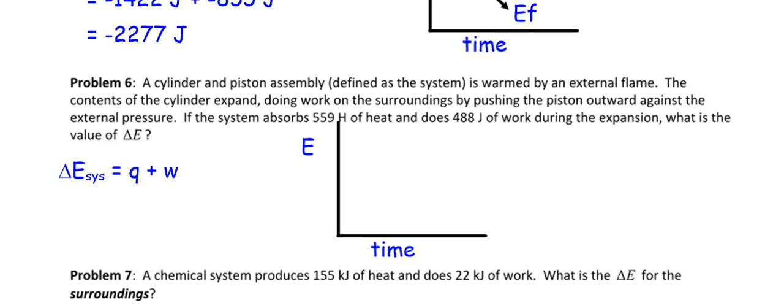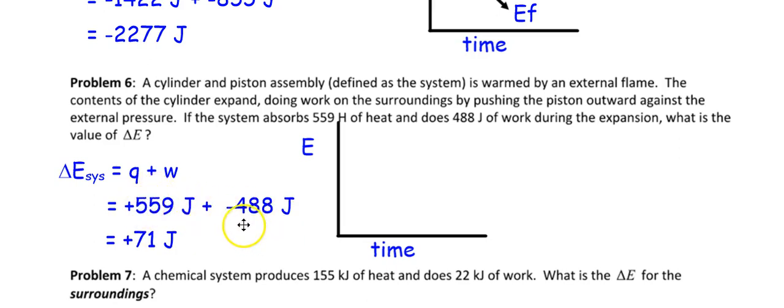So if it's absorbing heat, what happens here? It's going to be a positive, right? What about it doing so much work? If it does work on the surroundings, is that positive or negative work? Hopefully you said it's negative work, because it's going from the system to the surroundings. If you do your math, you should get positive 71. So even though your thermal energy is positive and your work is negative, your overall is positive.